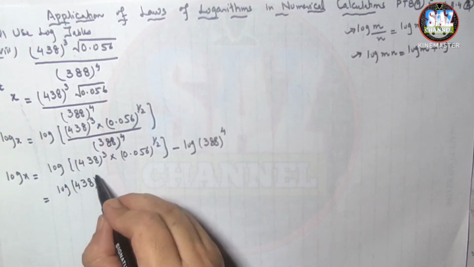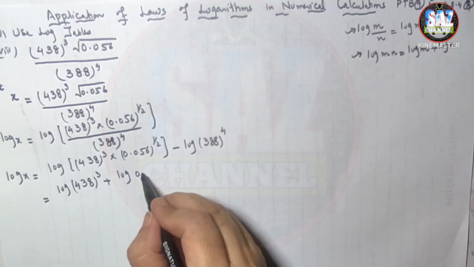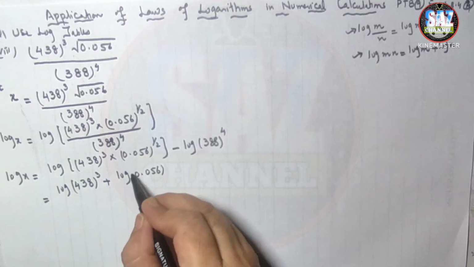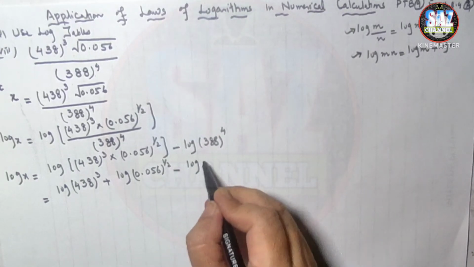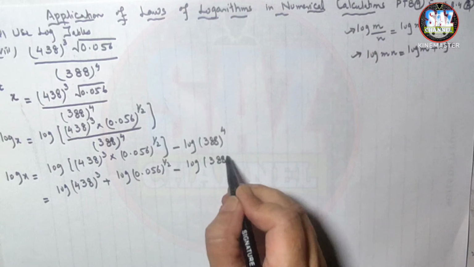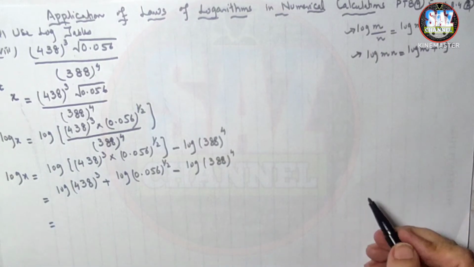raised to power of 3 plus log 0.056 raised to power of 1 by 2 minus log 388 raised to power of 4. Okay. Now what to do? It's not the end of the story.